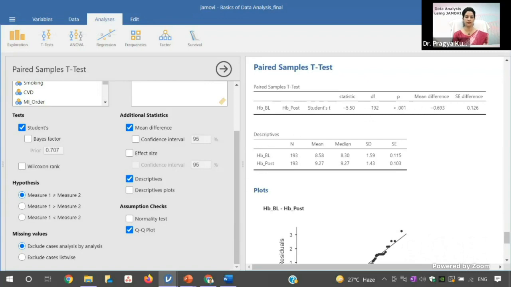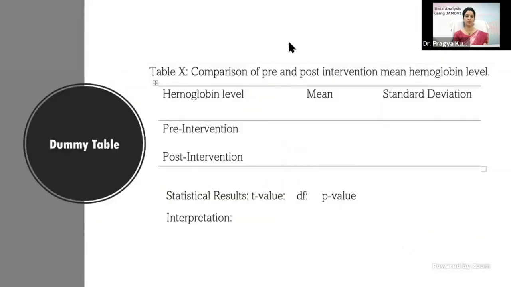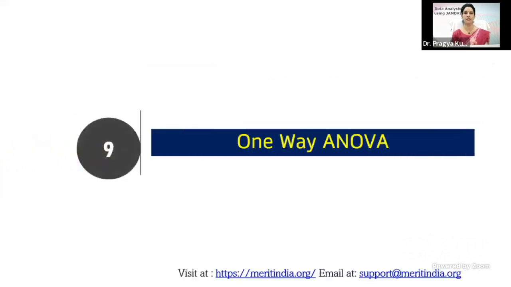So if you have to enter the result, the dummy table will be like this. There will be the pre-intervention and the post-intervention mean hemoglobin level and its standard deviation. Then you have to write in the footnote the t value, the degree of freedom, p value, and its interpretation.